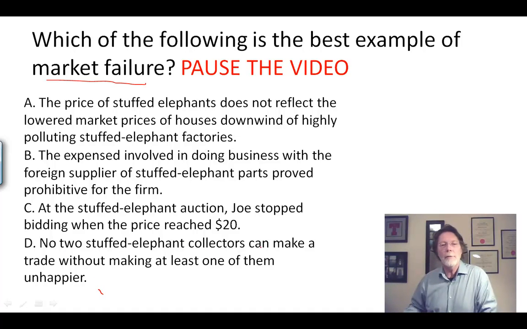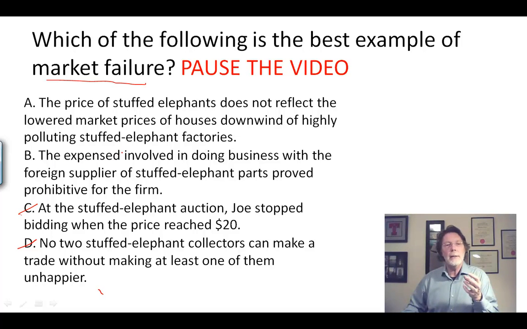So, no two stuffed elephant collectors can make a trade without making at least one of them unhappier. Well, that actually describes an efficient market, right? Everything is distributed with Pareto efficiency. This is not a market failure. It's actually the definition of an efficient market. So it's not that. At the stuffed elephant auction, Joe stopped bidding when the price reached $20. There's no market price for stuffed elephants, just an auction. When Joe stopped bidding, that was basically Joe's reservation price, the maximum amount he was willing to pay for another stuffed elephant for his collection. So that's not a market failure. That's just part of the definition of willingness to pay.